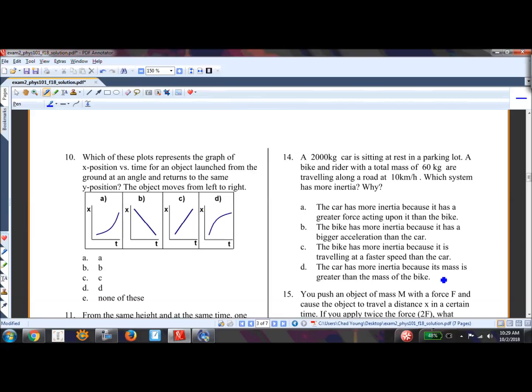Which of these plots represents the graph of x position versus time for an object launched from the ground at an angle and returns to the same y position? Alright, and it moves from left to right. That's kind of important. This is my situation. I know that the Vx is always constant, and in this case it's also positive. So since the velocity does not change, and since it's positive, C is the right answer. If it were negative, by the way, B would be the right answer.